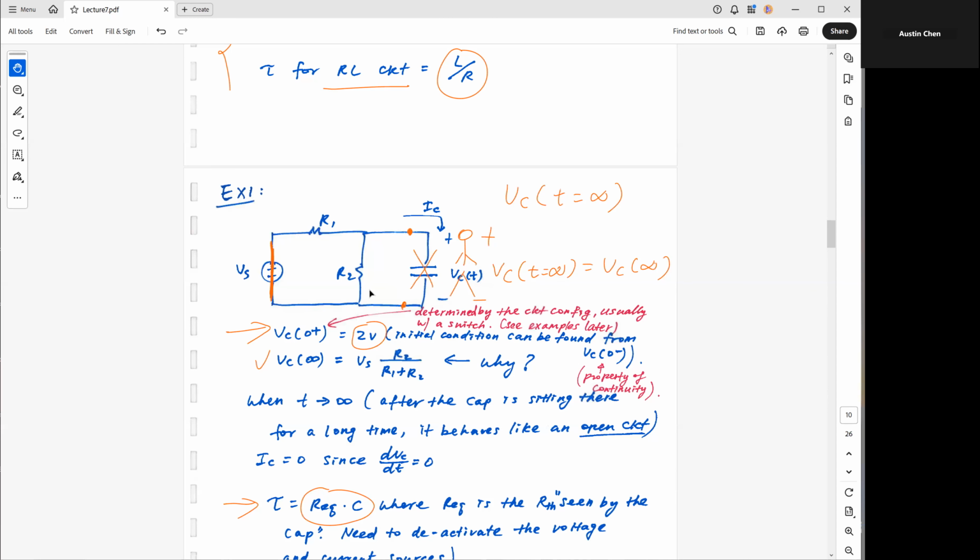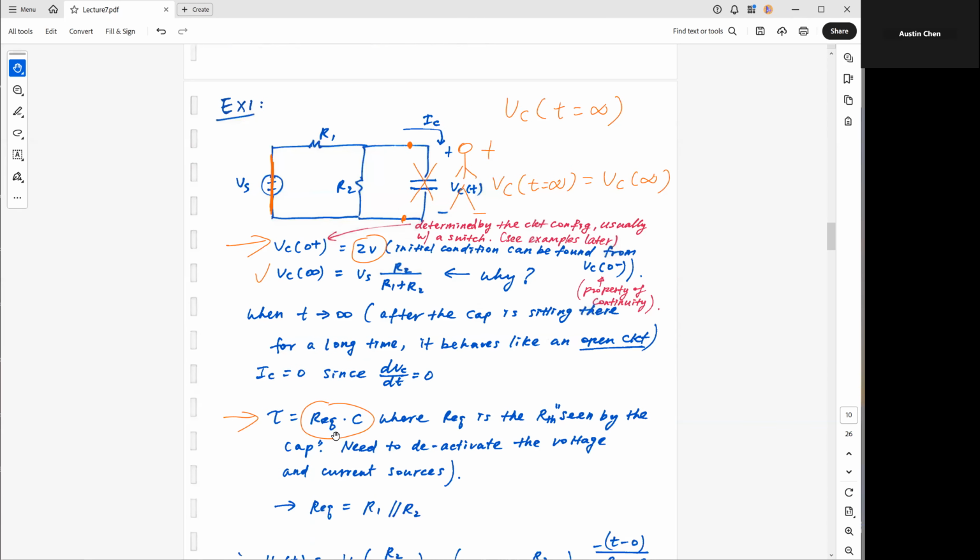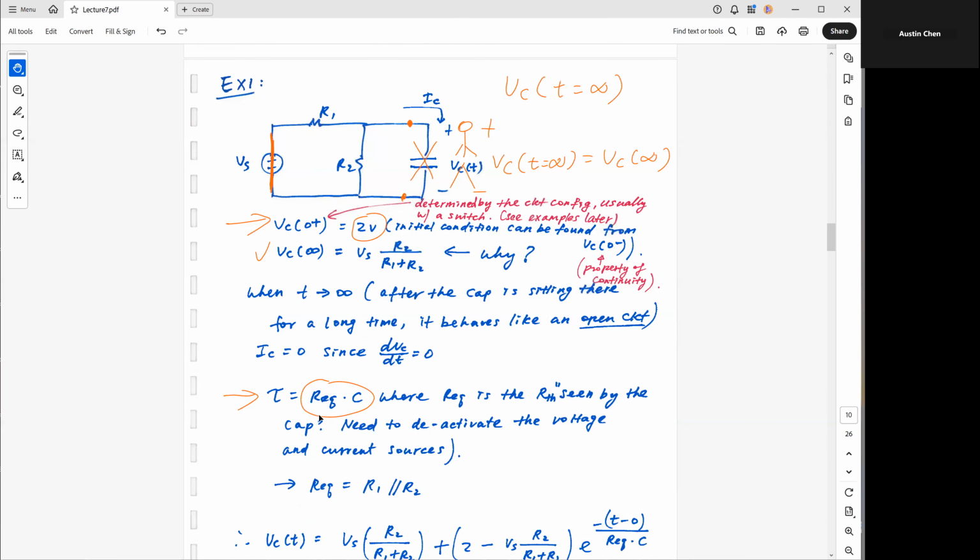So you see R2 and R1, right? But this voltage source is shorted out, so this capacitor sees R1 and R2 in parallel. So R1 and R2 in parallel will be your equivalent resistance, Req. That is the resistor you need to use in order to calculate your tau correctly. You can't just use R1 nor R2. You have to use the equivalent, so in this case it is R1 in parallel with R2.